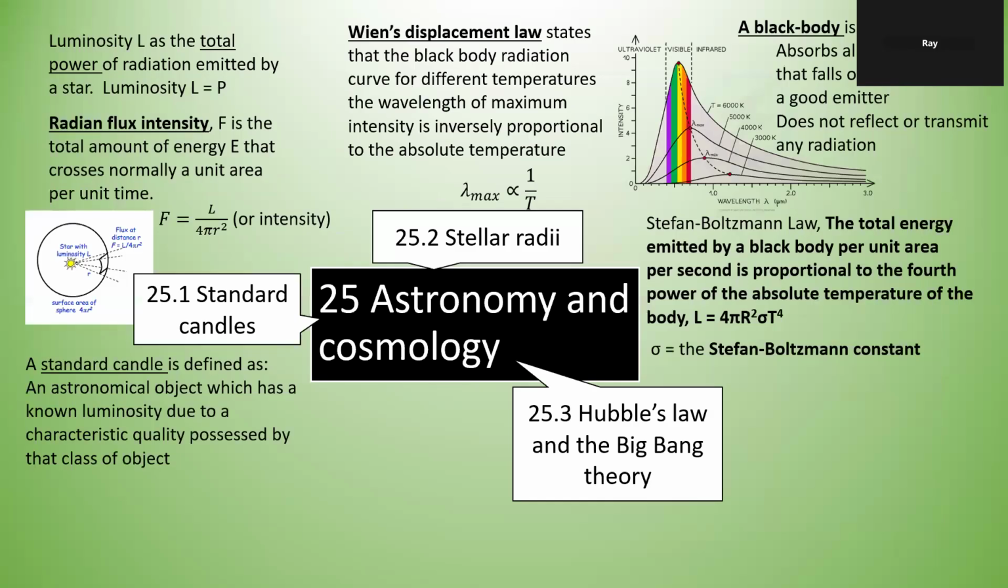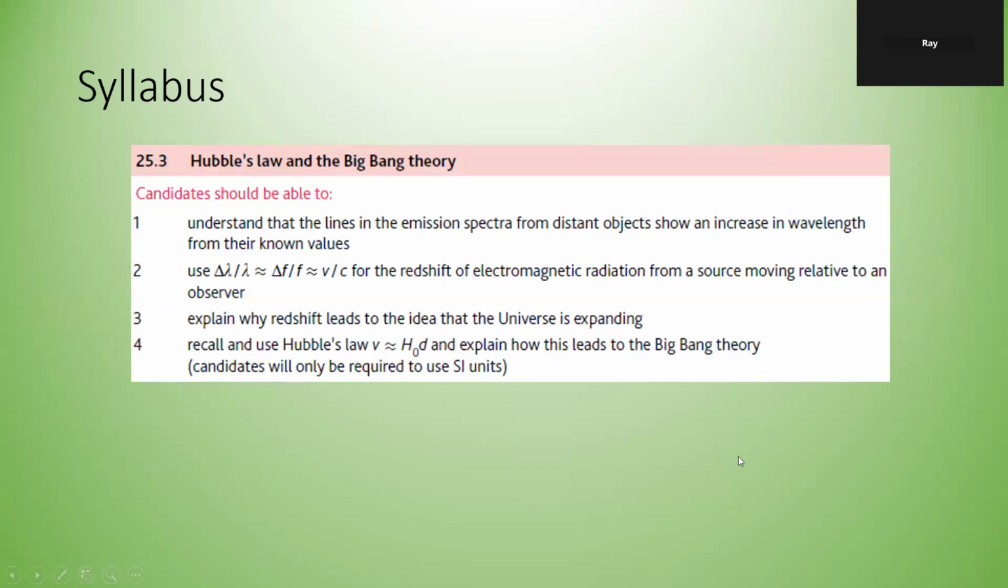Okay, let's summarize what you need to know: standard candle, Wien's displacement law, radiant flux intensity F, luminosity, what black body radiation is, and the Stefan-Boltzmann law. Our last part is Hubble's law and the Big Bang theory. Right, there's the syllabus.